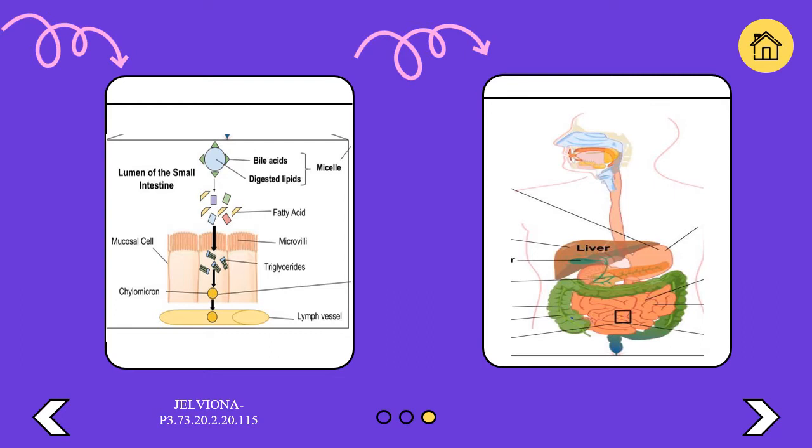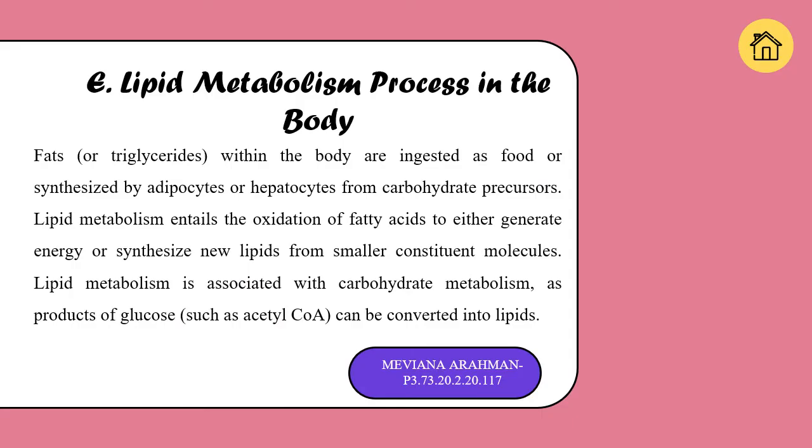Then, on the right picture, digestion of fat starts from the oral cavity, then enters the esophagus and stomach, then into the intestine. The intestine is where the actual digestion of fat occurs, from the small intestine to the large intestine and then the anus. Lipid metabolism process in the body.